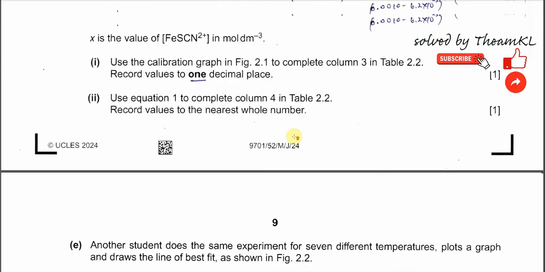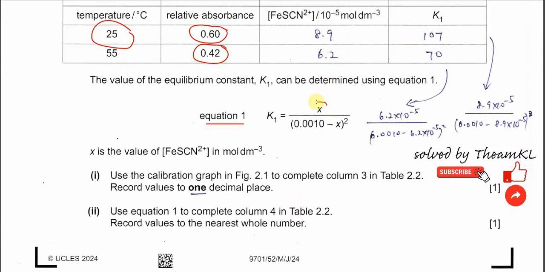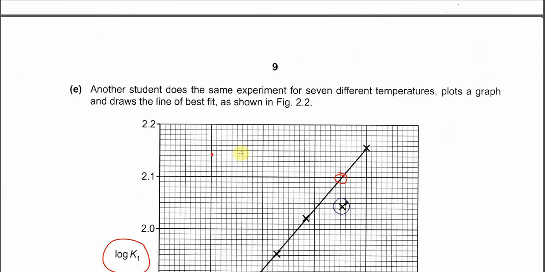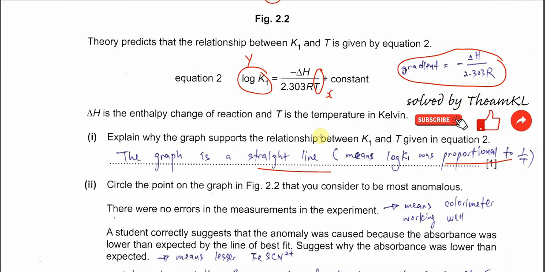It depends on this X. X is the concentration of the product. So it means at this temperature, the concentration of the products, which is the iron thiocyanate, is not really there. So why?